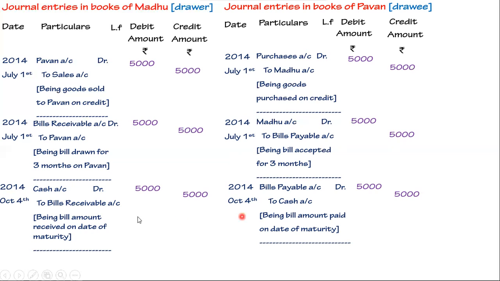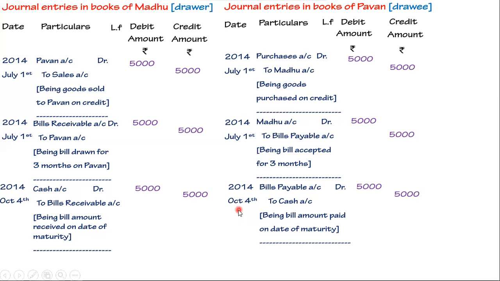So on the due date, the buyer has made the payment to the seller. So the seller is receiving cash, so cash will be debited as cash account debit. And in return, the seller will be returning the bill which he received from the buyer, which was recorded as bills receivable account on the debit side. Now it will be cancelled by writing it on the credit side as to bills receivable account. So the journal entry on 2014 October 4 is cash account debit 5,000 to bills receivable account 5,000, and the narration is being bill amount received on date of maturity.